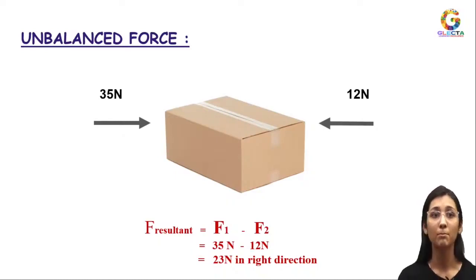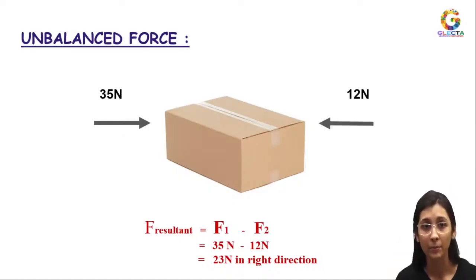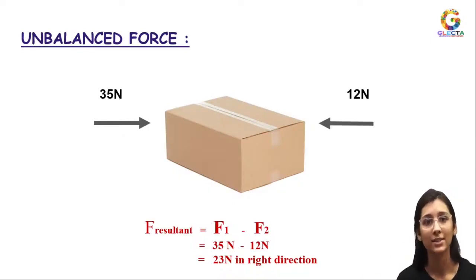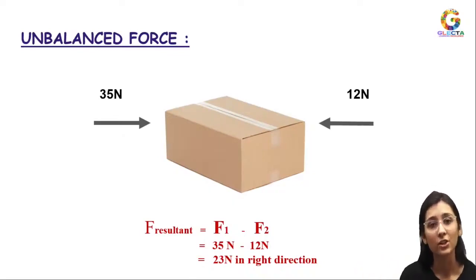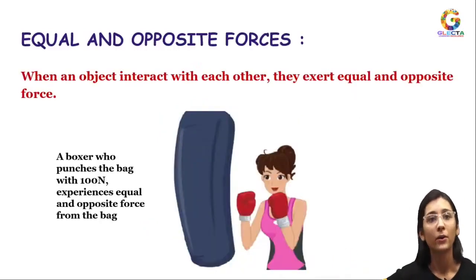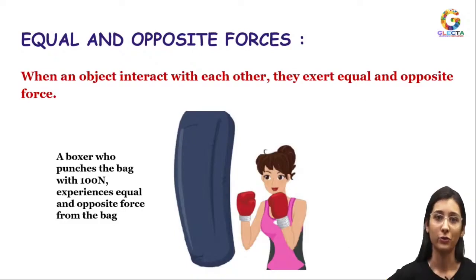The first thing is, in balanced force, two same forces are there. In unbalanced, two opposite forces are there. In balanced, the box will not move, because both of the forces will cancel each other. But in an unbalanced force, it will move in one direction, because there are two opposite forces. They are not the same forces, right? So the larger force will make it move. Okay. Over here, equal and opposite forces.